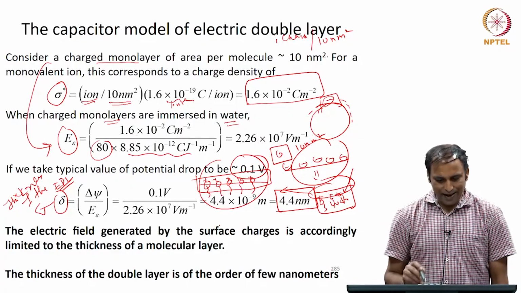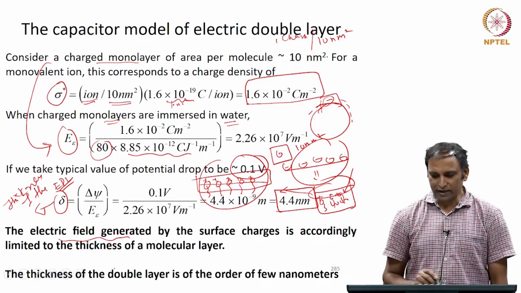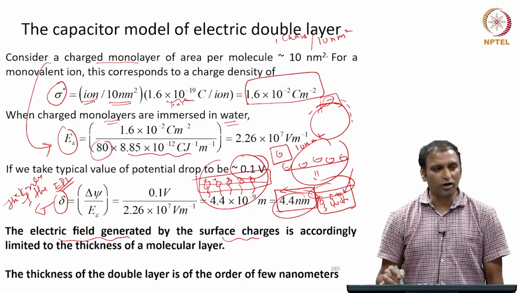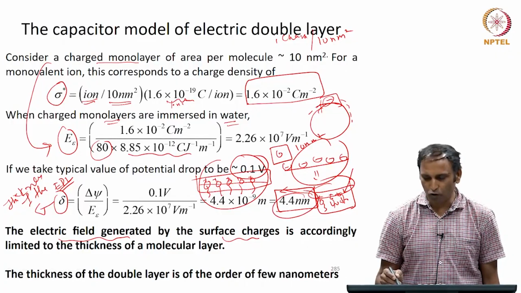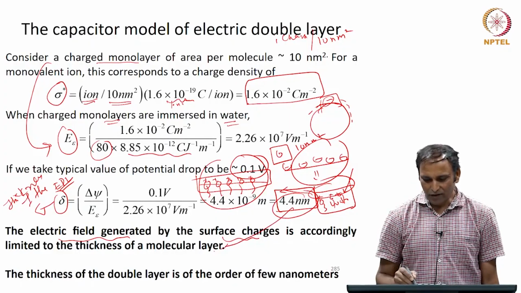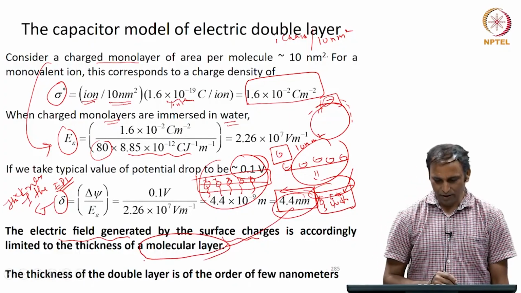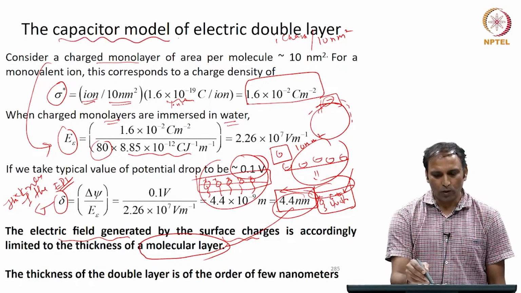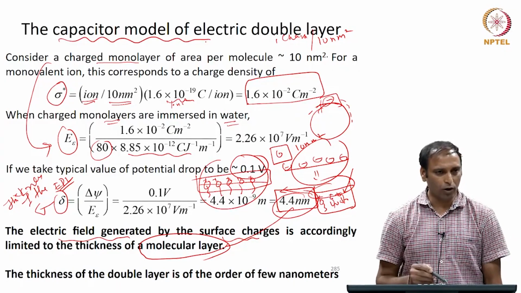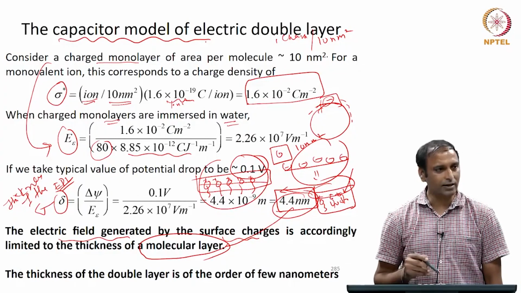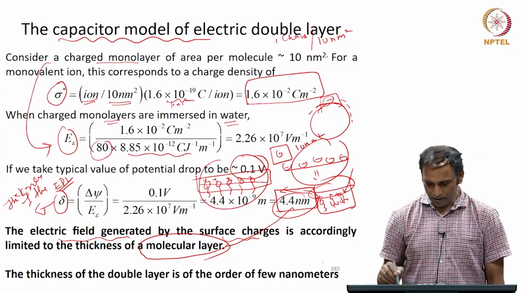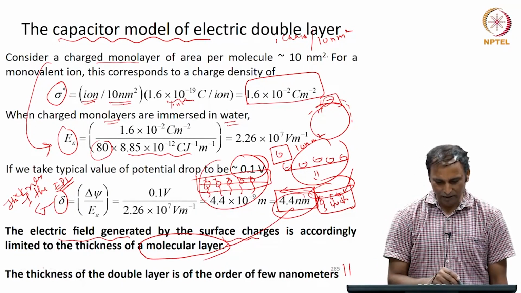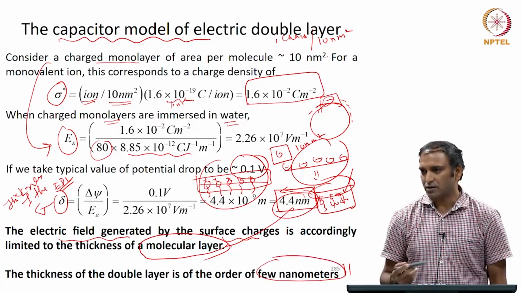Therefore, you can say that the electric field generated by the surface charges is in molecular dimension, because the numbers are 4.4 nanometer, very close to molecular dimensions. That is the kind of conclusion you can draw if you work with what is called the capacitor model or the Helmholtz model for the electrical double layer. If you look at several different problems and calculate the double layer thickness, it will be a few nanometers in dimension.